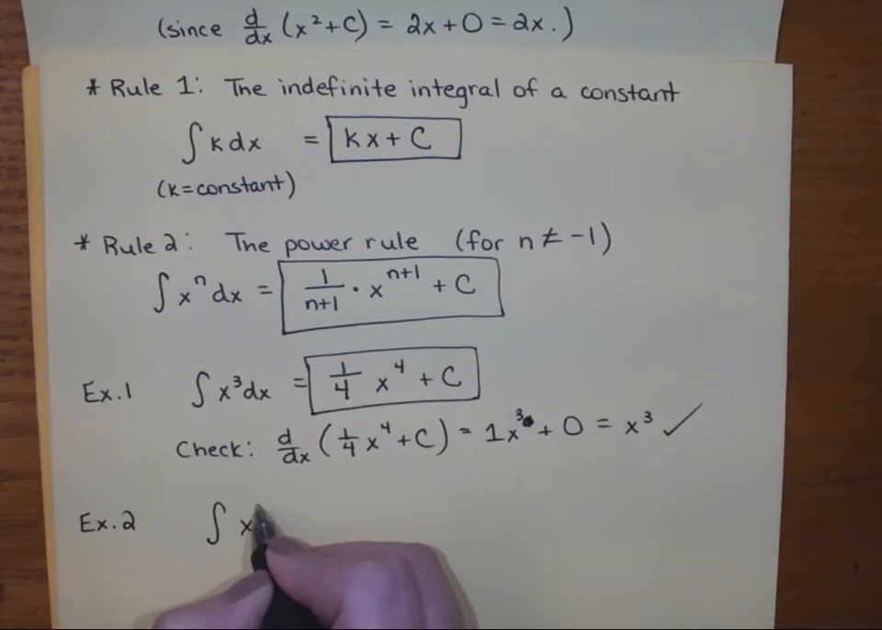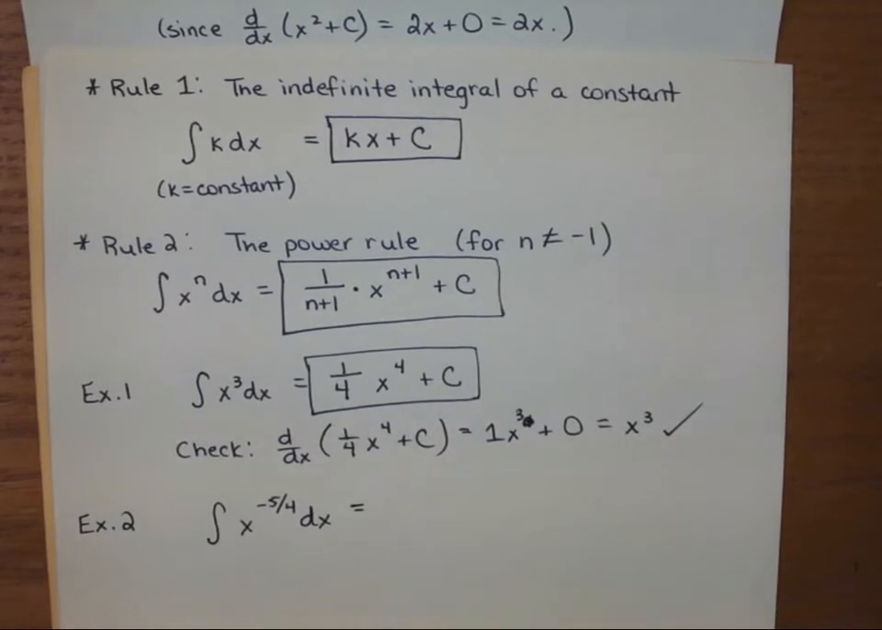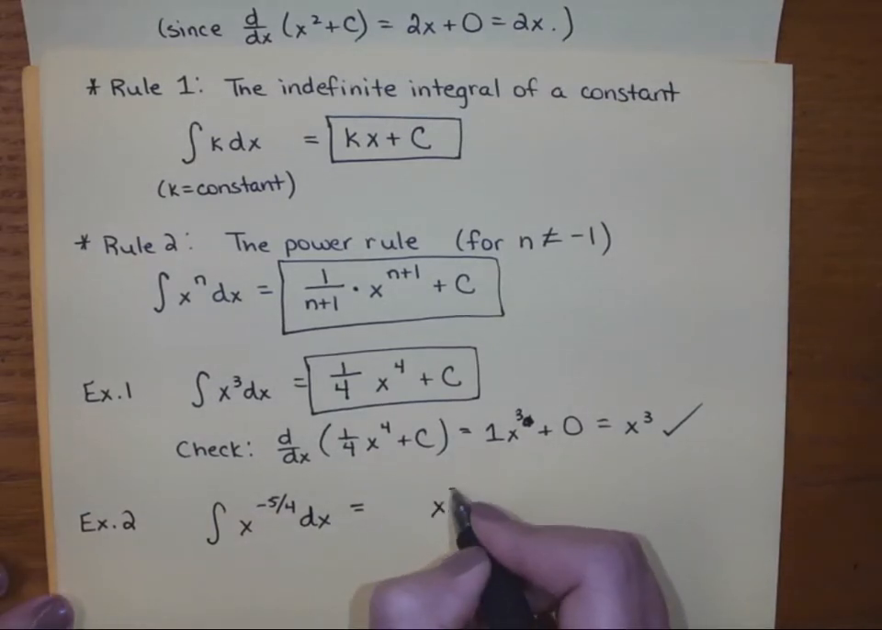So remember this rule. It doesn't matter what the power is. You're going to add 1 to the power when you do antiderivatives, and you're going to multiply by 1 over that new power. Okay, so be careful, use a calculator if you must, but what is negative 5/4 plus 1? That would be negative 1/4.